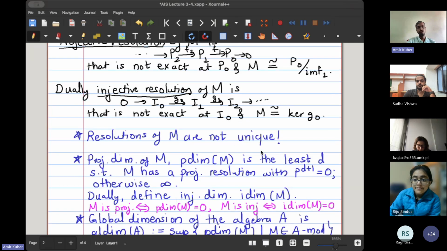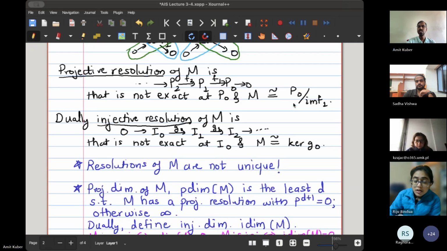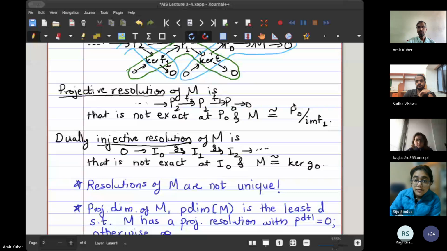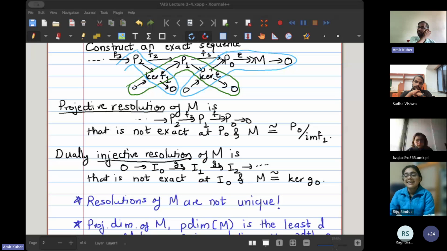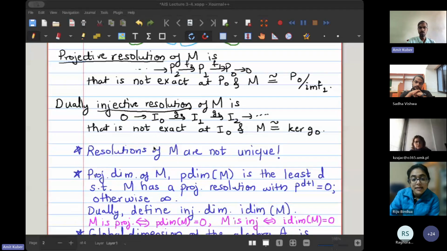Okay, so notice that if M itself is projective, then what could be chosen as P0? Just M. And then the kernel of that map, kernel of the identity map, is 0. So therefore, the projective resolution will be truncated. So the projective dimension of a projective module is 0, and the converse is also true. Okay. Similarly, a module is injective if and only if its injective dimension is 0.